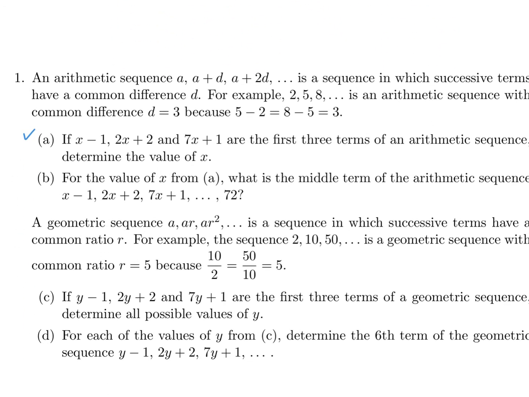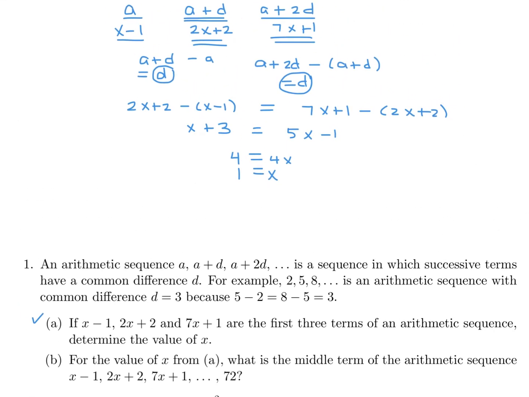Part B. For the value of x from A, what is the middle term of the arithmetic sequence x minus 1, 2x plus 2, 7x plus 1, all the way up till 72? All right. So it's just a continuation. So they've got x minus 1, 2x plus 2, 7x plus 1, all the way till 72.